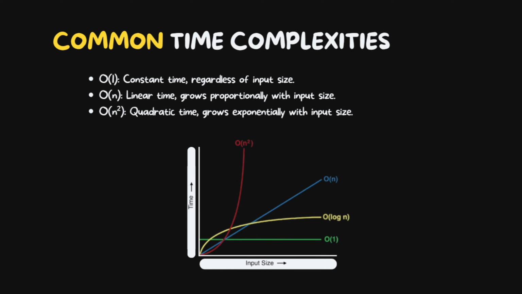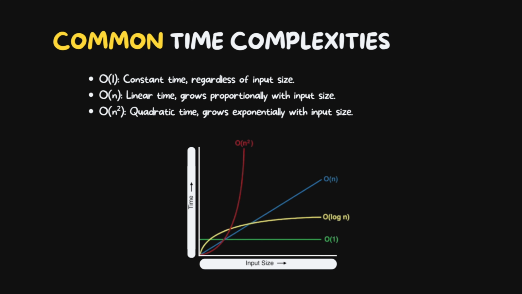Next is O(n), which is linear time. The runtime increases proportionally with the input size. Example, iterating through an array. Next is O(n^2), which is quadratic time. The runtime increases quadratically as the input size grows. Example, nested loop for pair comparisons. Next is O(2^n), exponential time. Runtime doubles with each additional input. Example, solving the Tower of Hanoi problem recursively.